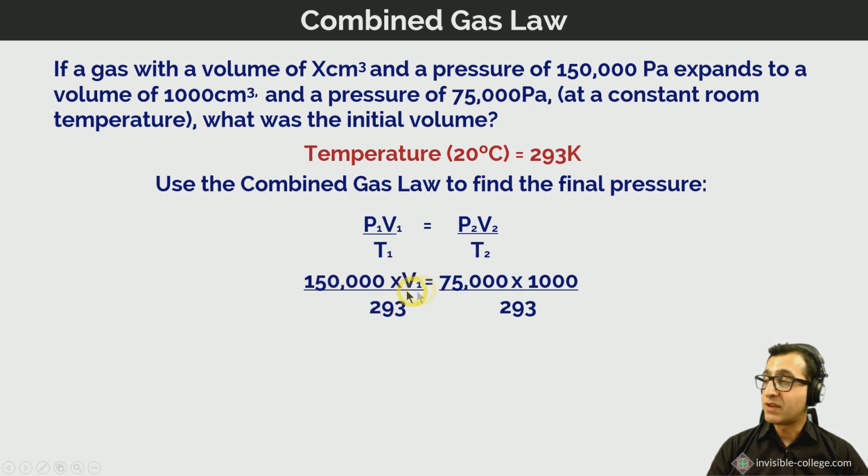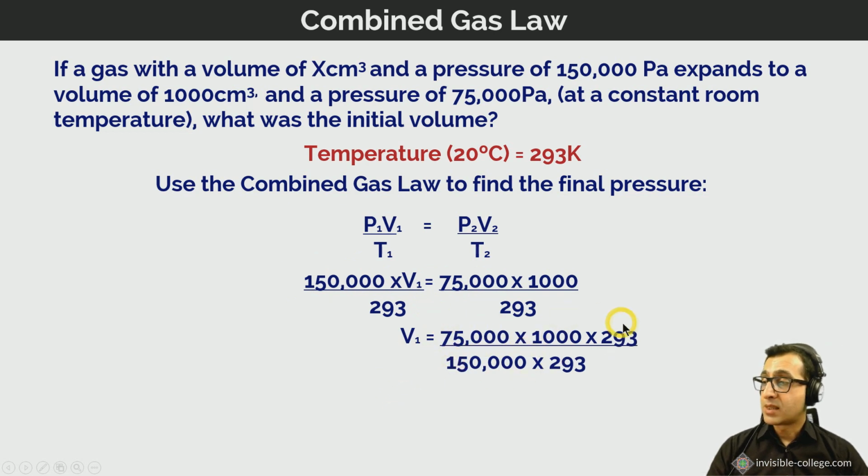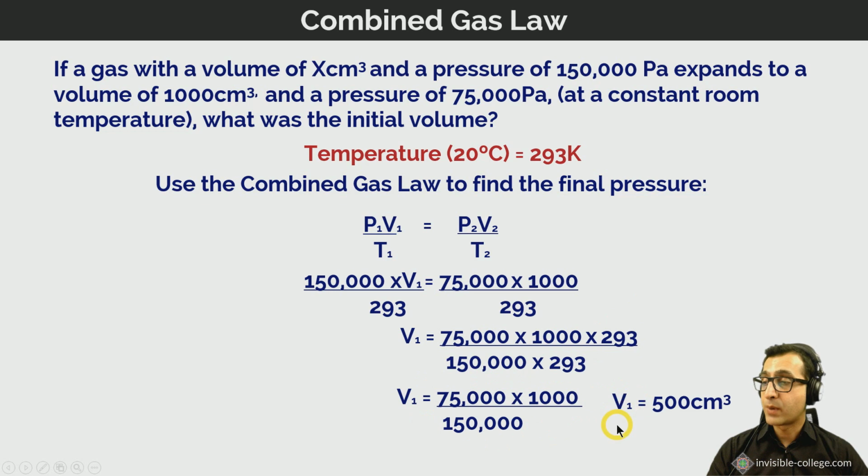So in order to get V1 on its own on one side, to rearrange to make V1 the subject, we multiply both sides by 293 to remove this 293 on the left-hand side. We then divide both sides by 150,000 and we get this. Then we evaluate this and we find that the 293s cancel, and we get this, so we can just go ahead and evaluate. We get V1 is 500 cubic centimeters.